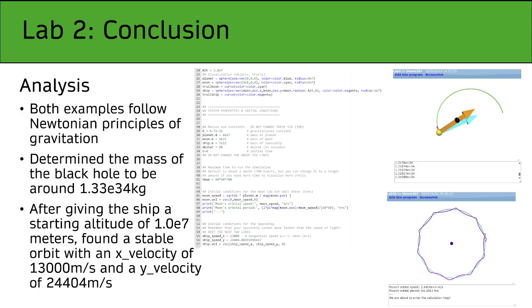So both examples follow Newtonian principles of gravitation. I determined the mass of the black hole to be around 1.3 times 10 to the 34th kilograms. And after giving the ship a bit of starting altitude, just to make it easier, and the TA said it was fine, I found a stable orbit with an x velocity of 13,000 meters per second and a y velocity of 24,000 meters per second.